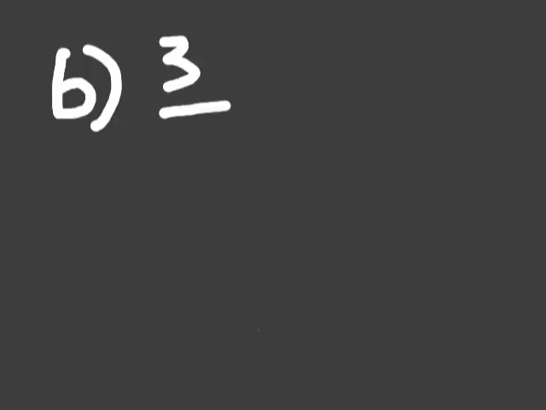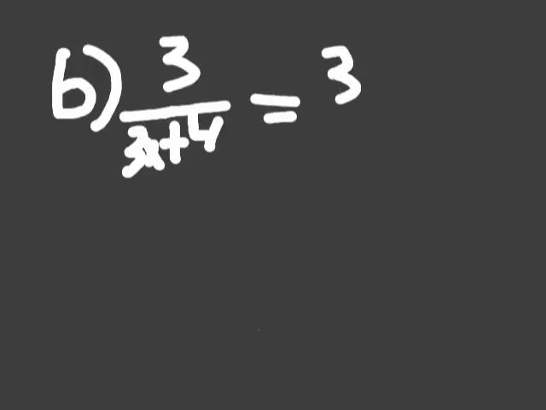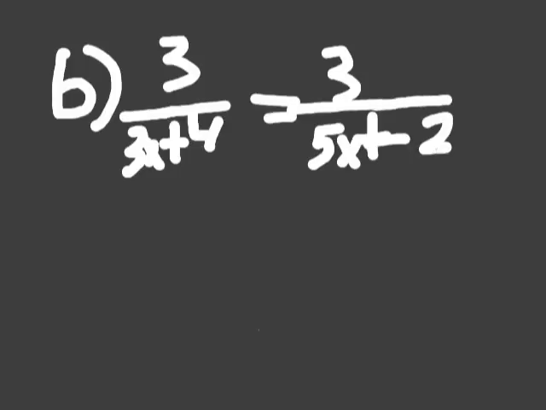And on to problem number 6. Okay, so the problem is 3 over 3x plus 4. I'm sorry if the view is a little blurry. Okay, 3 over 3x plus 4 equals 3 over 5x minus 2.